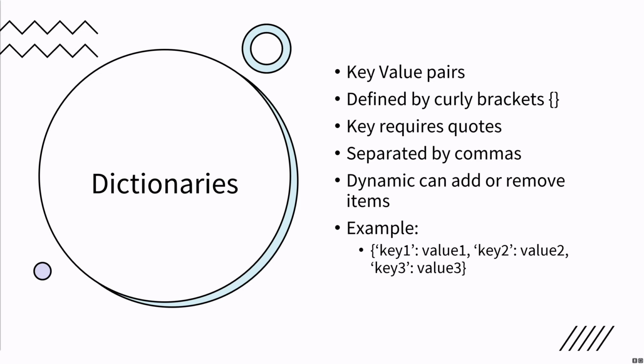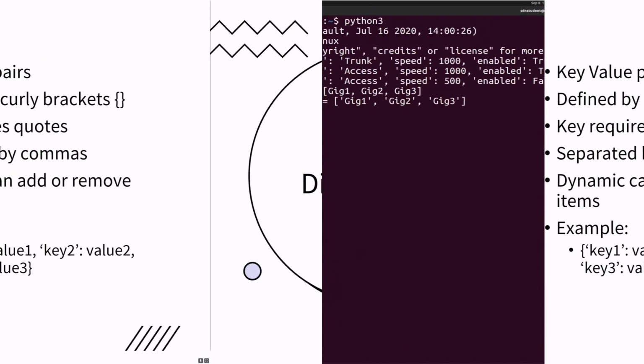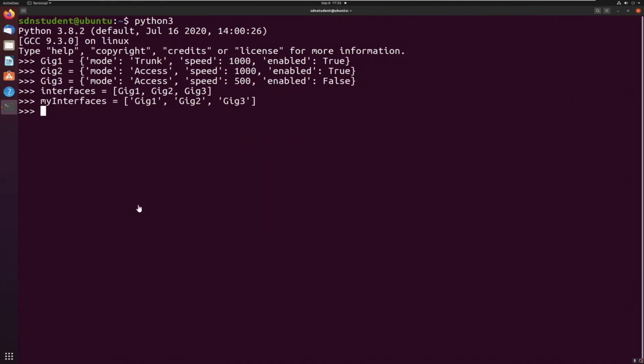And here's an example where we have a dictionary of 3 different objects. Key 1, which is mapped to value 1. Key 2, mapped to value 2. And key 3, mapped to value 3. For the demonstration on dictionaries, I went ahead and just created 3 different dictionaries, one labeled gig 1, 2, and 3. You'll notice that they're defined with these curly brackets, which indicate that it's a dictionary, and dictionaries actually are the exact same syntax as JSON.